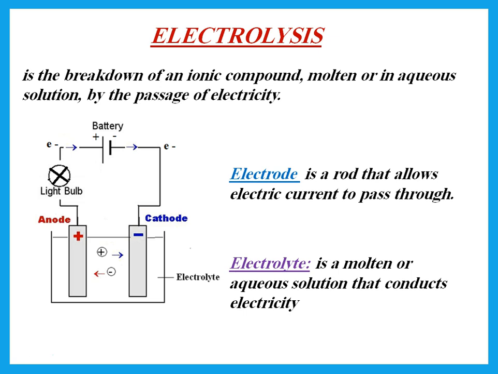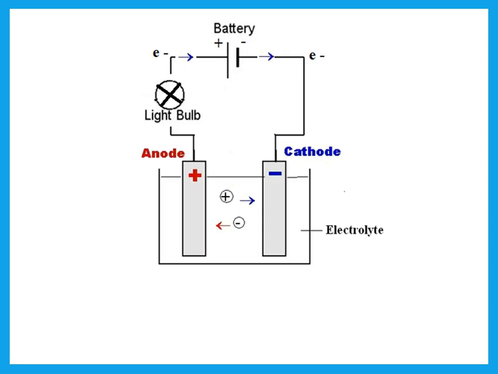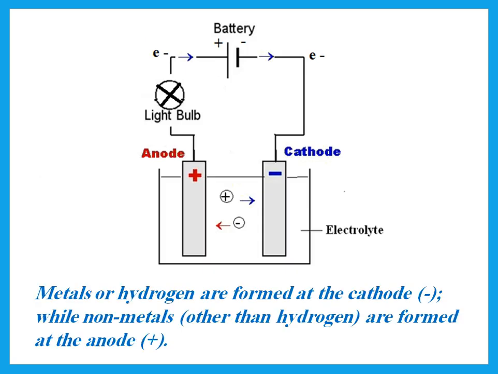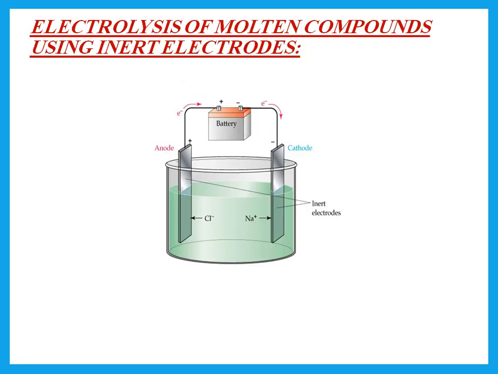The electrons in the wire, of course, the wire is made of a metal, so it has delocalized electrons that are free to move. The electrons are attracted to the positive end of the battery and repelled by the negative end of the battery. And you know that the metals or hydrogen are the ones that form positive ions, so they are the ones that go to the cathode and react, while the non-metals are the ones that are negative ions, so they go to the anode and react.